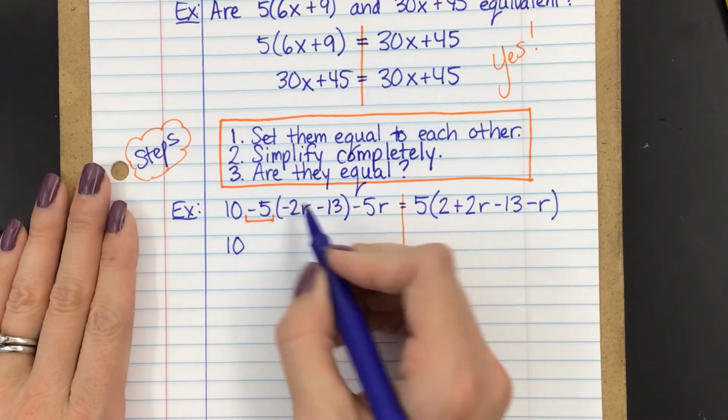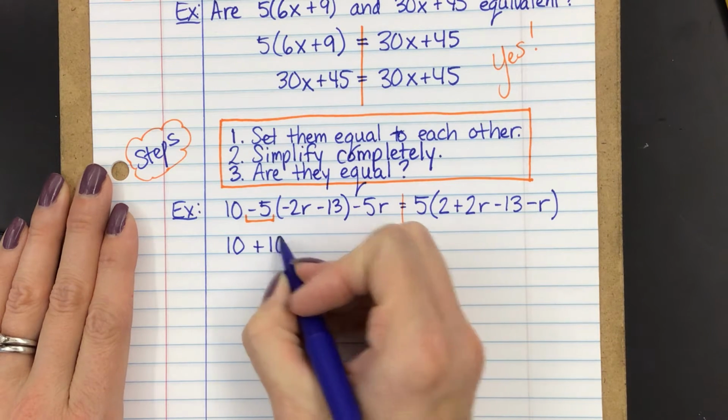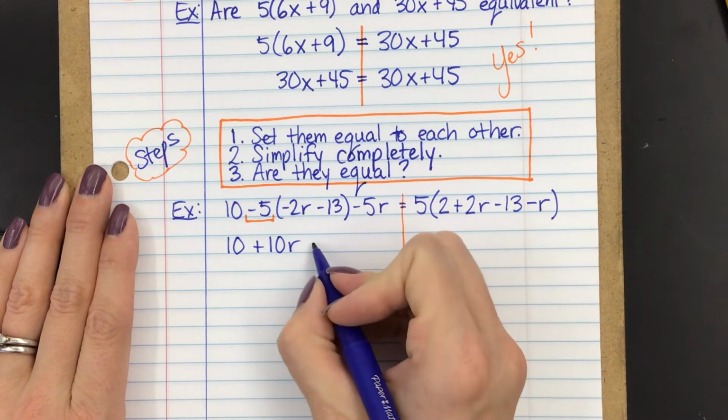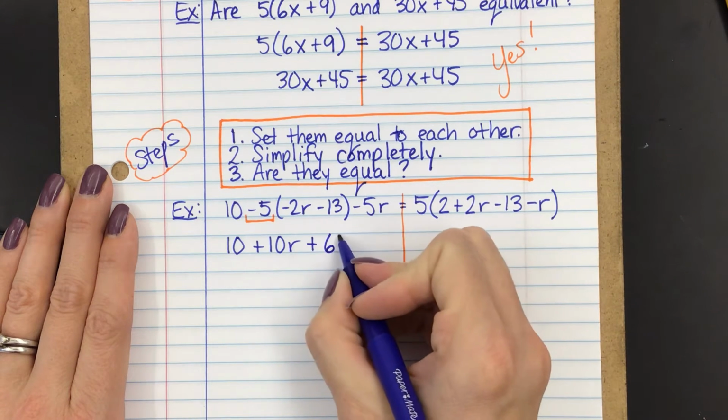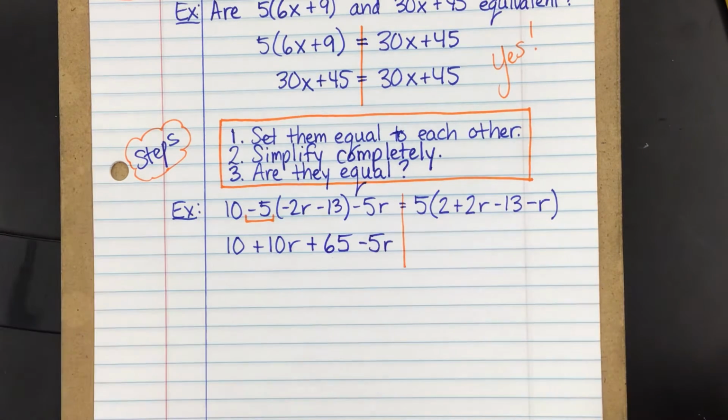So I'm going to distribute -5 to -2r. So that's going to be +10r. Then -5 times -13 is +65. And then I'm going to bring that last term down.